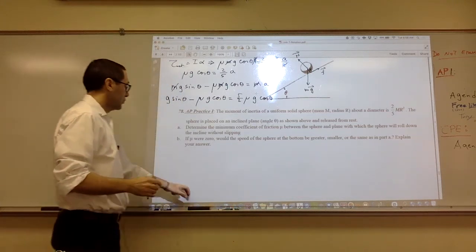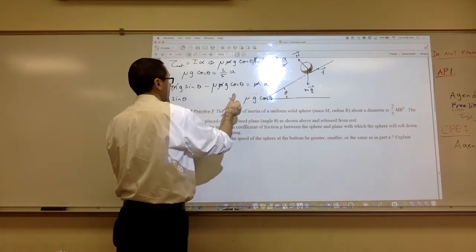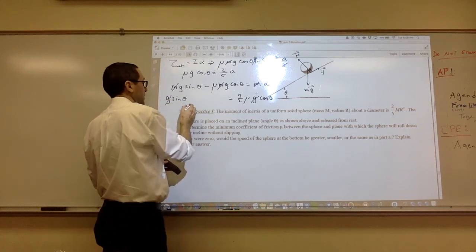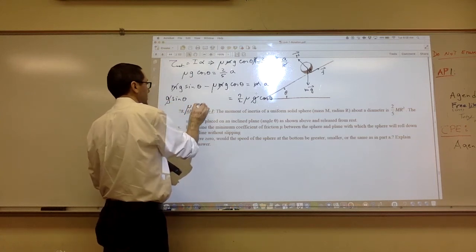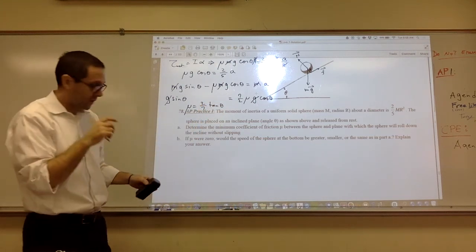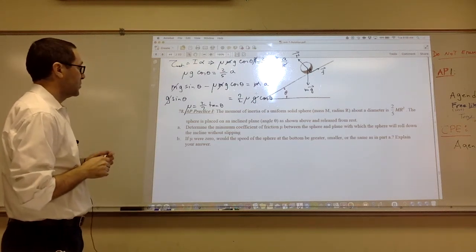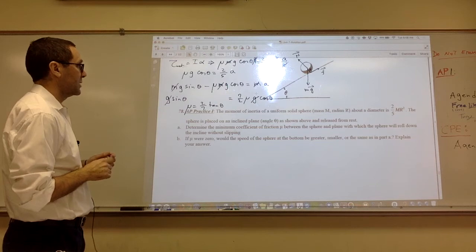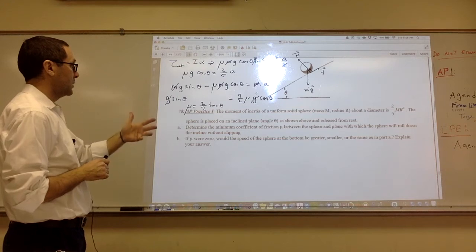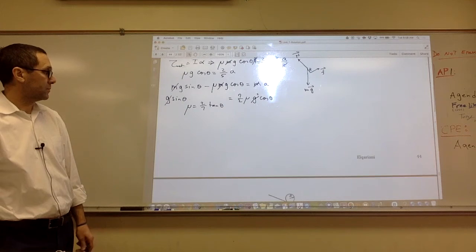Okay, so now if I move this to the other side, that should become 7/2. At the same time, I get rid of the g. So now it looks like mu is going to be 2/7 tangent of theta, and that's what I have here. The next thing it says, if mu were 0, would the speed of the sphere at the bottom be greater, smaller, or the same? It should be greater, because there is no energy being used up for rotation. So all the energy is translational.